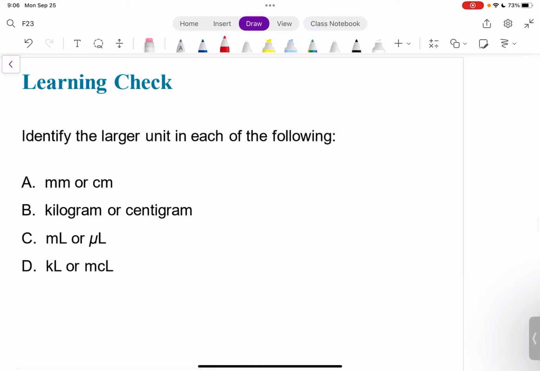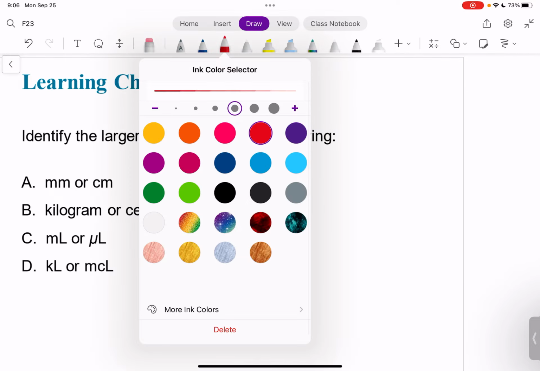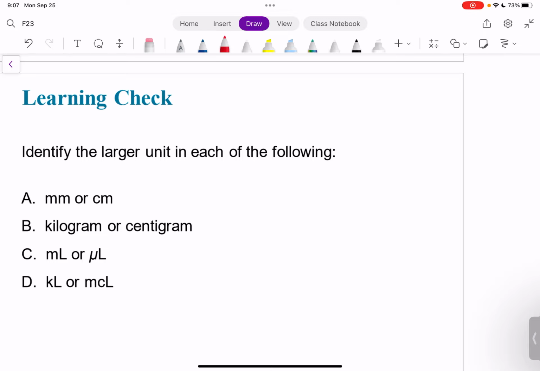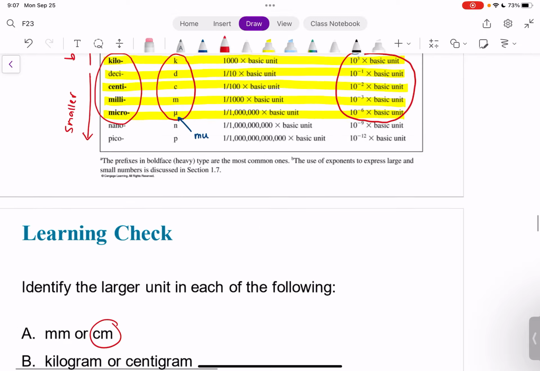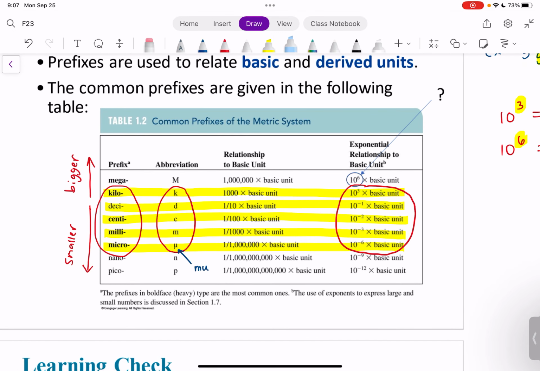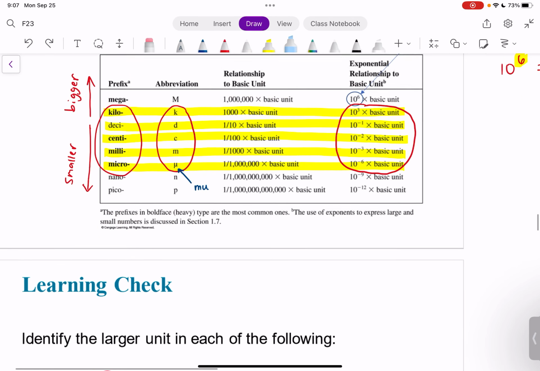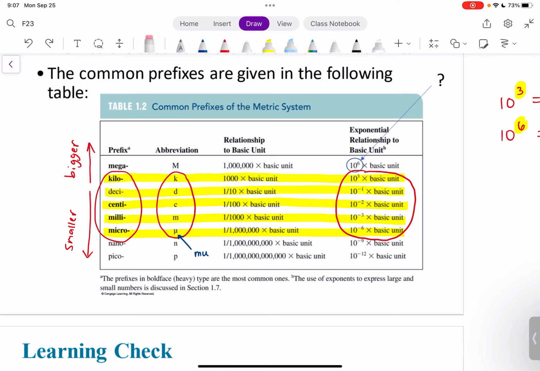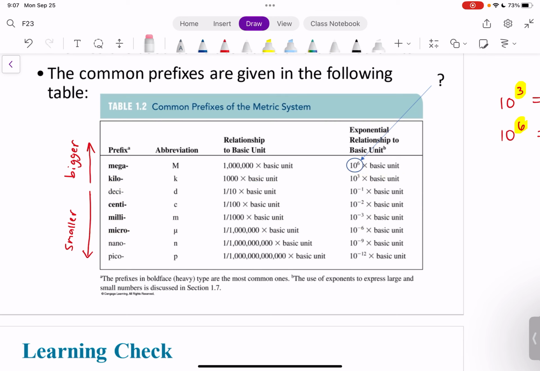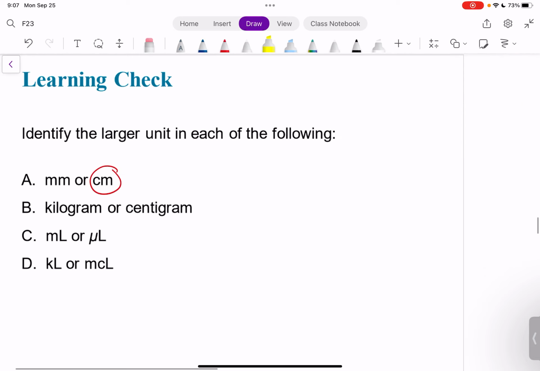Okay, all right, so let's go ahead and identify the larger unit in each of the following, just to get more of a sense of how big these units are in comparison to each other. Millimeters or centimeters, which one's larger? Pause the video, think about it, and then come back. Which one's larger? Well, centimeters are larger than millimeters. Why is that? Let's take a look at our chart. As we go down this way on this chart, we're getting smaller and smaller. Let me just clean this up so we can see this a little better. Centi is above milli, so centimeters are going to be larger than millimeters.